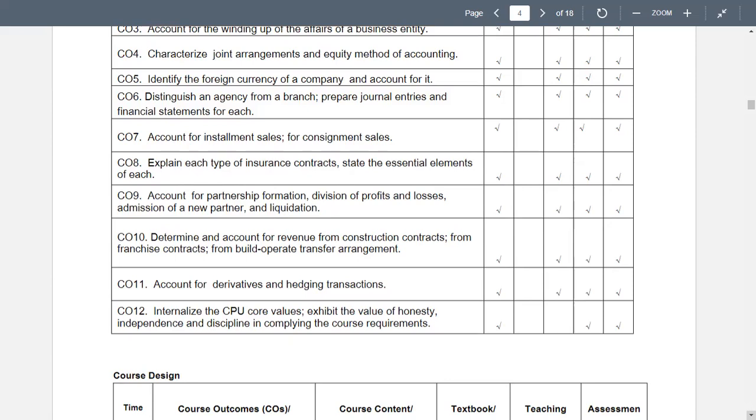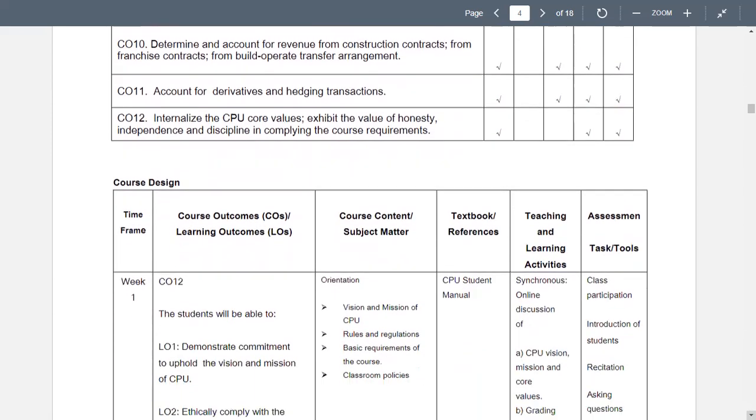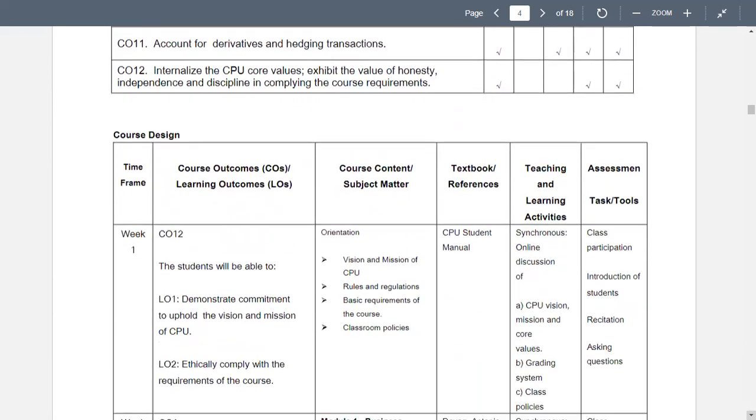Again, I'd like to emphasize that the syllabus I am reading now is for the Accounting 3123 students. However, Accounting 3122 students, you have your own syllabus, which is shorter. You can have it through Canvas. So we have now the course design.